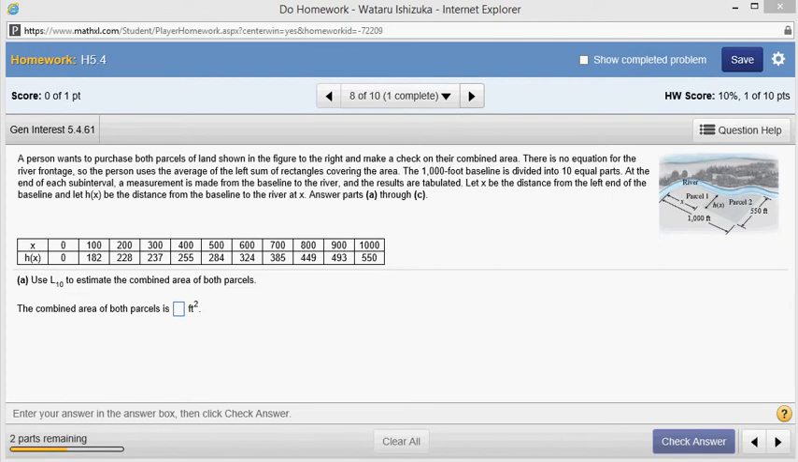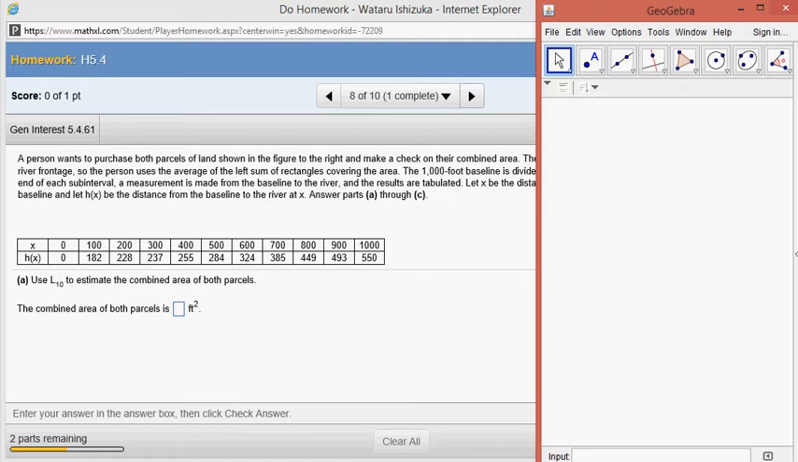Alright, let's look at homework 5.4, problem number 8. We have this table given, and we want to use the left sum with n equals 10 to estimate the combined area of both parcels. Alright, so let's do that. I'm too lazy, so I'm just going to bring up GeoGebra.